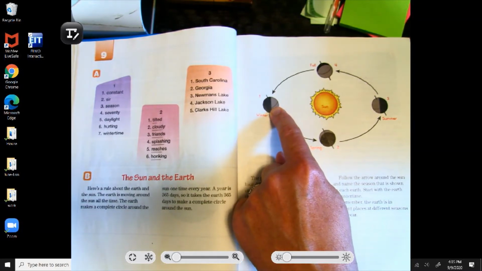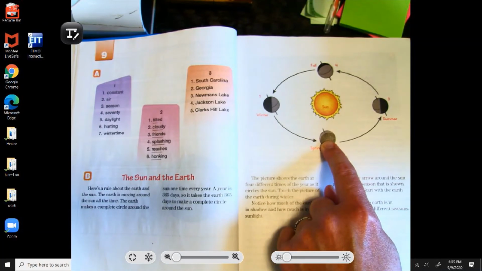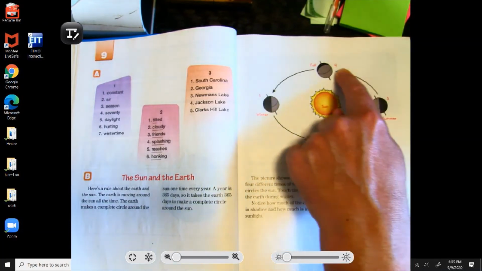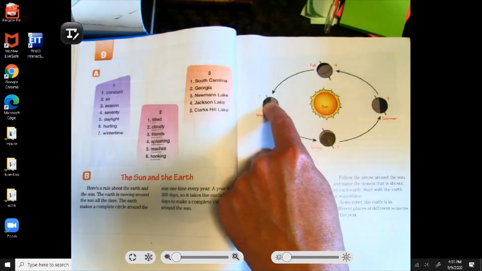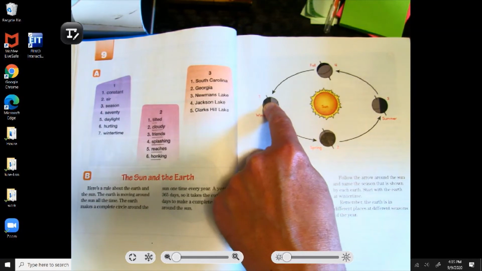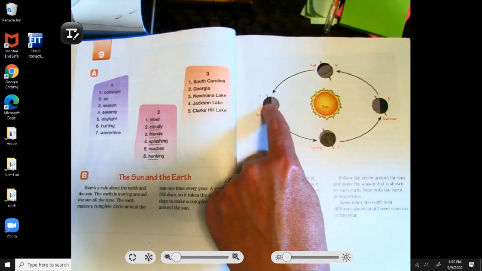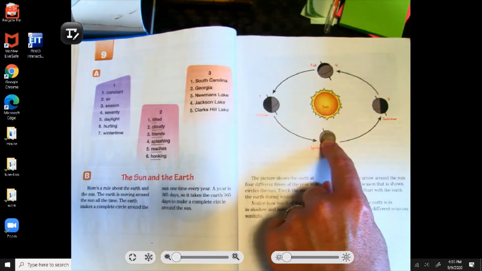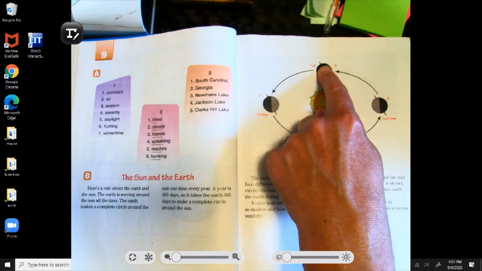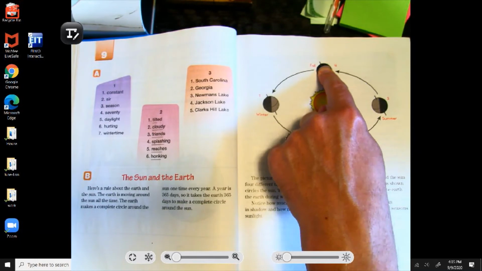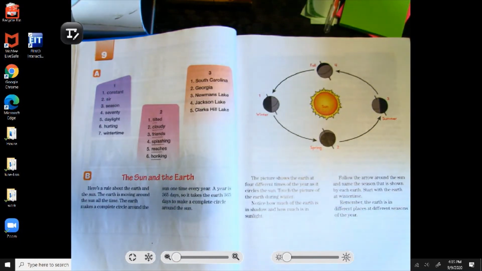Let's go one more time. Spring, summer, fall, winter. Do you know the order of those 4 seasons? If you don't, you should work on memorizing that. Here we go, one more time, starting at winter, winter. Spring, summer, fall. Remember, the Earth is in different places at different seasons of the year.